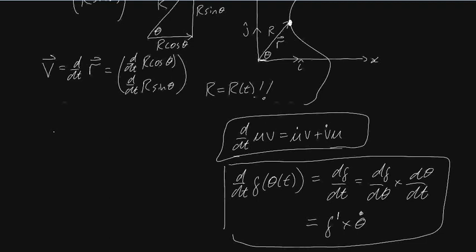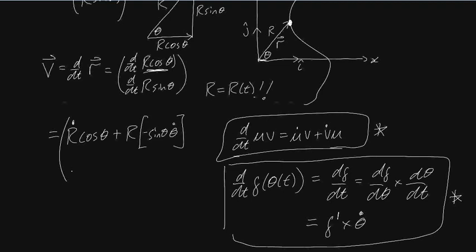This is v. In order to calculate the derivative of this, we need to use the product rule right here. I'm differentiating this one right now. That's r dot times cosine theta, and now r remains the same and we differentiate cosine theta. What's the derivative of cosine theta? Well, we're going to use this formula right here. That's going to be equal to minus sine theta times theta dot.